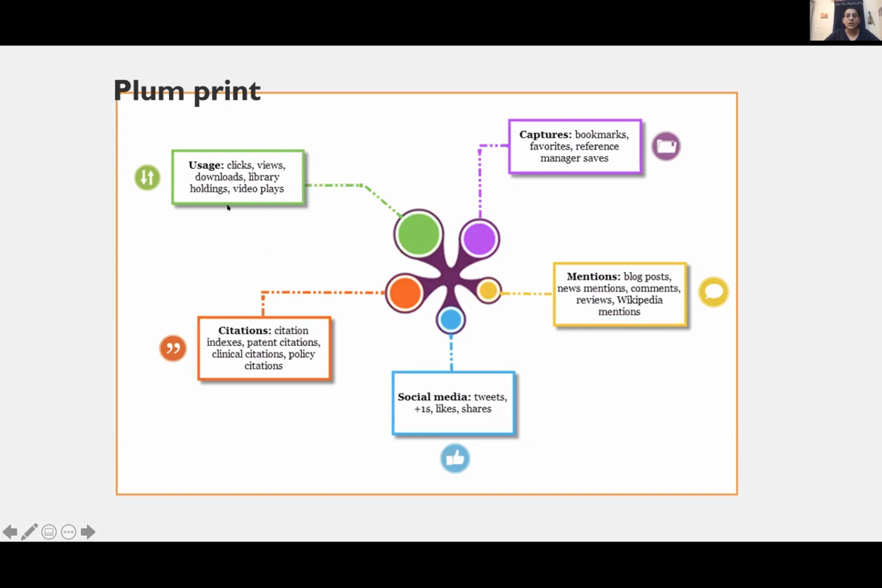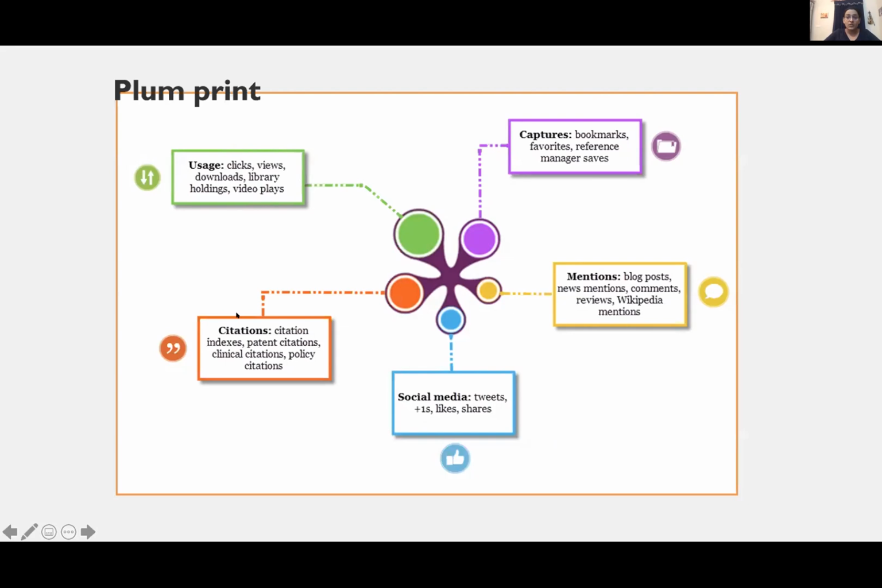So this is unique about Plumx. It captures some unique aspects like bookmarking, keeping an article or URL as favorite, or saving it in your reference manager. And then mentions from blog posts, and a wide variety of mentions, even comments are captured here, which are not typically recorded by Altmetric. And then social media, yes, likes, shares, and tweets.